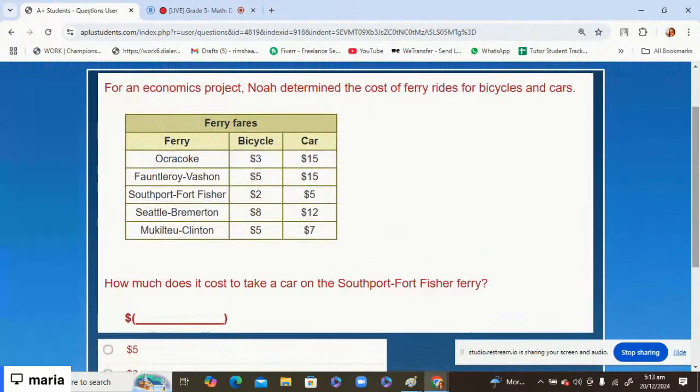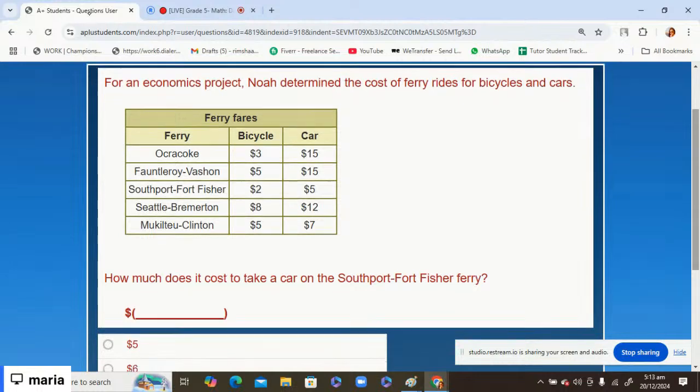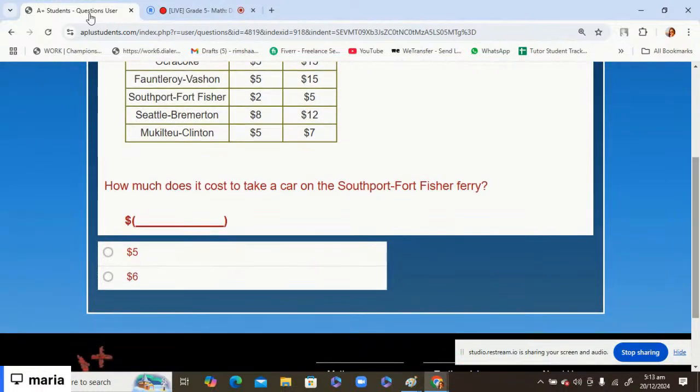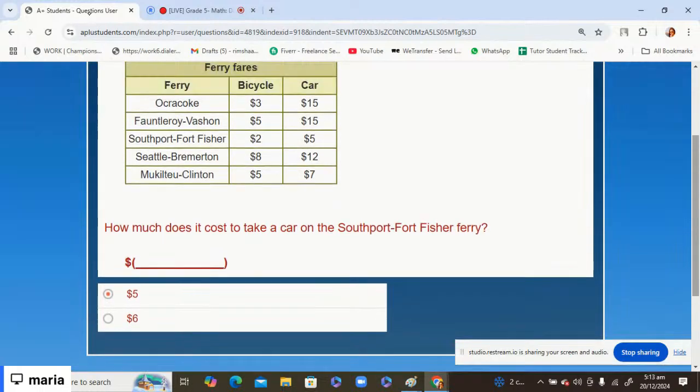For an economics project, Noah determined the cost of ferry rides for bicycles and cars. How much does it cost to take a car on the Southport Fort Fishers ferry? So you are interested in cars and which route? Southport Fort Fishers, that is $5. It's given on car and it's $5. So you are interested in the $5. So here we go with it.